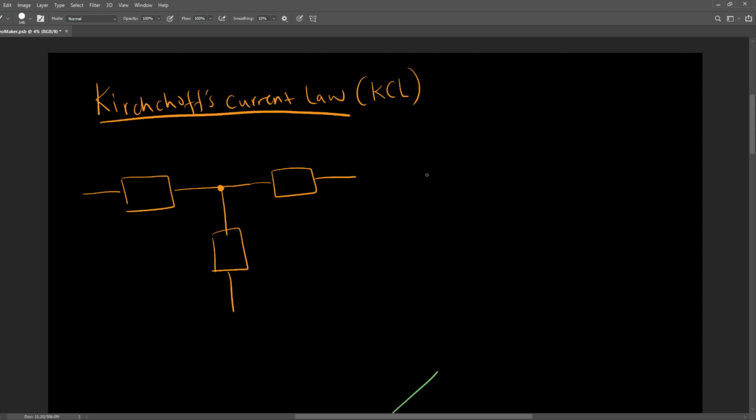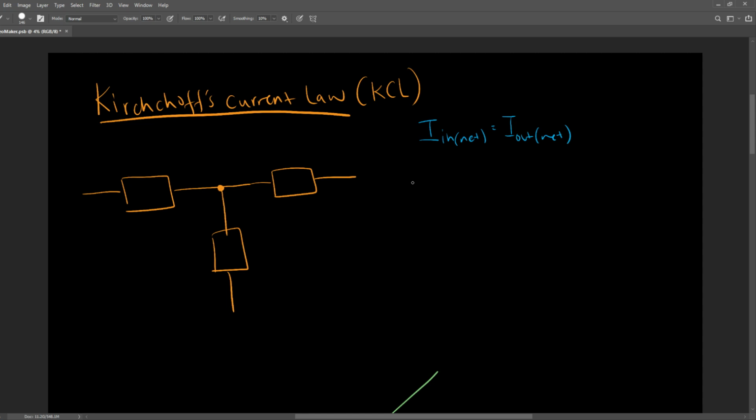And pretty much what KCL says is that the net current flowing into a junction, so we can say I, which is a symbol for current, is equal to the net current flowing out. And that's pretty much what it means. This seems pretty intuitive: what goes in goes out.